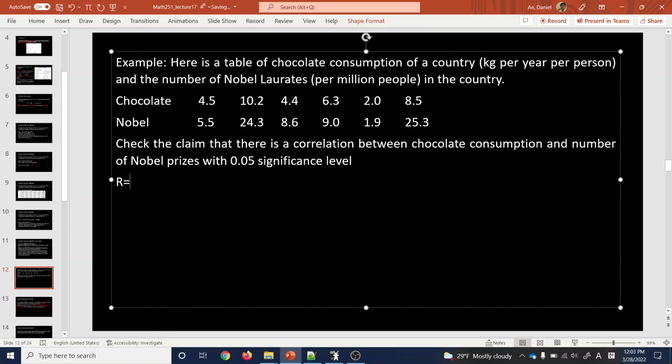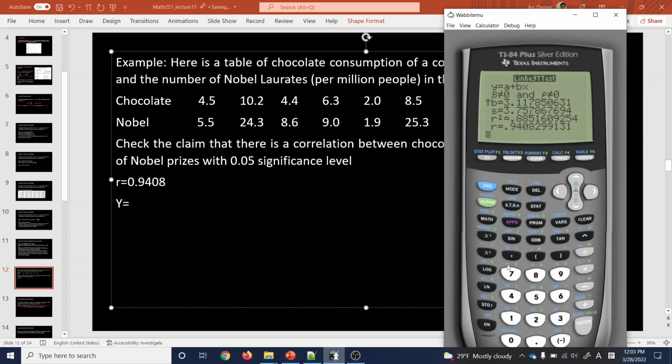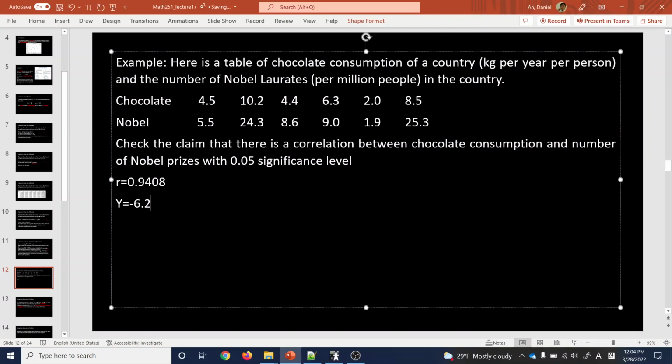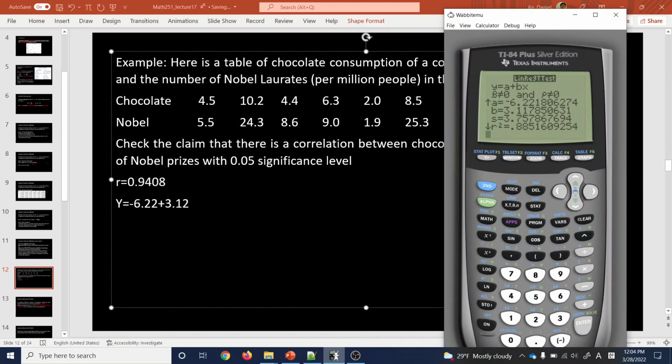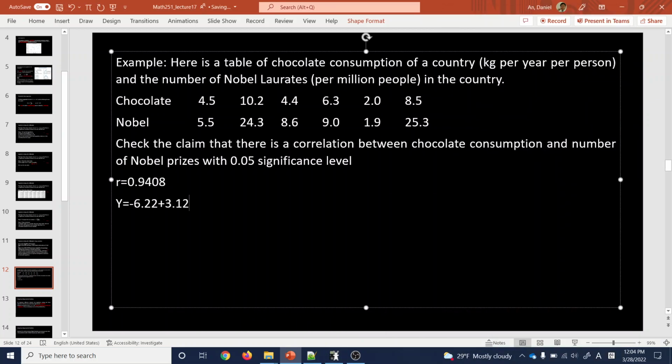Okay, so let's type some results here. So we have r equals 0.9408, and the linear regression was, what was it? Negative 6.22 plus, what is it? 3.112 x. So that's the linear regression line.